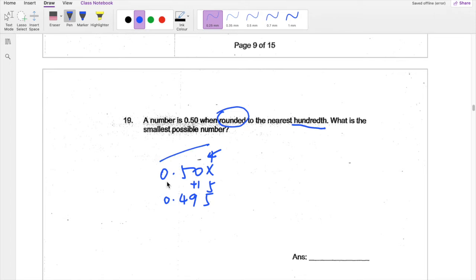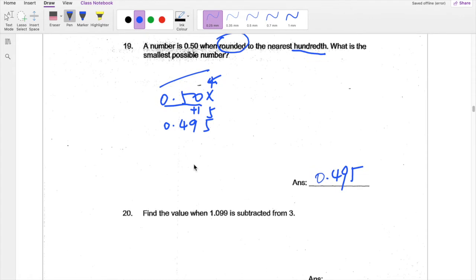So 0.495 is the smallest possible number. And 0.504 is the largest possible number which can be rounded to 0.50, because if this is 0.505, rounding to the hundredth becomes 0.51. So the answer here is 0.495, because it adds 1. So here we need to minus 1, so it's 0.549 here with the 5.